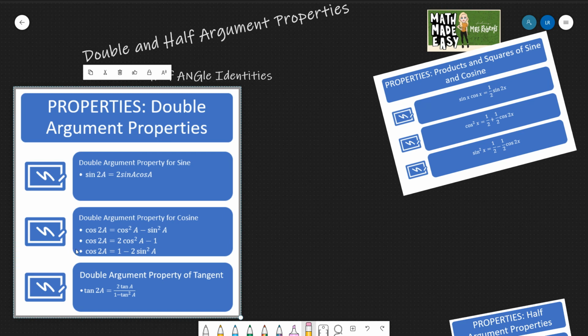Cosine is unique. Cosine of 2a has 3 different properties you can use. You can use any one of these and you're going to get exactly the same answer, so my advice to you is pick the one that seems easiest to you. And then the double argument property of tangent is 2 times tangent of a over 1 minus tangent squared of a. One thing that you'll notice is that in all of these, there is no longer a 2 inside of your argument, and you only have sines, cosines, and tangents. That does make life a little bit easier.